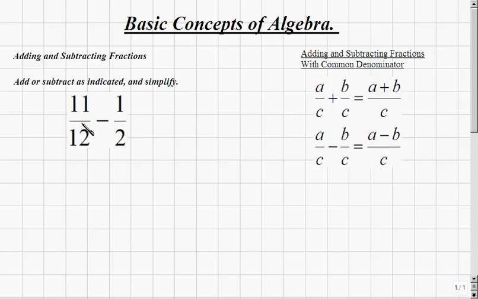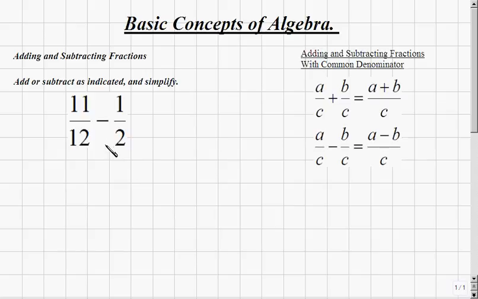Let's subtract the fractions 11/12 minus 1/2 and simplify the result. In order to subtract these two fractions, our rule on the right tells us that if we have two fractions we're subtracting with common denominator c, then we subtract the numerators and write that over the common denominator.